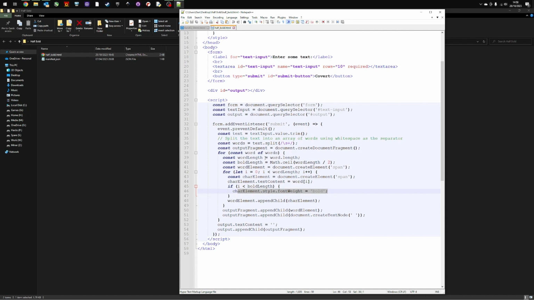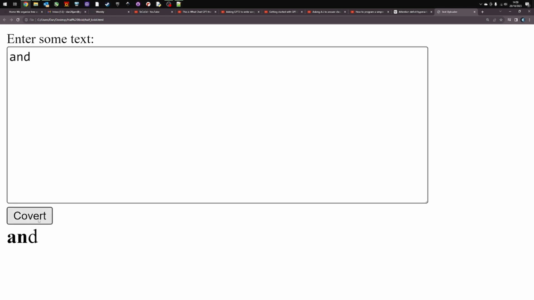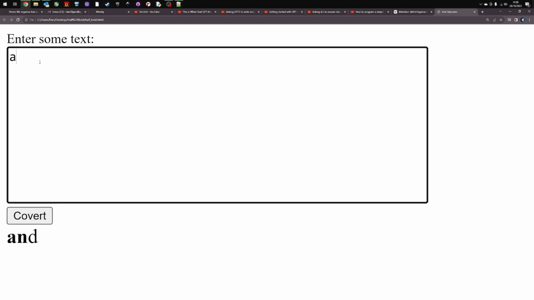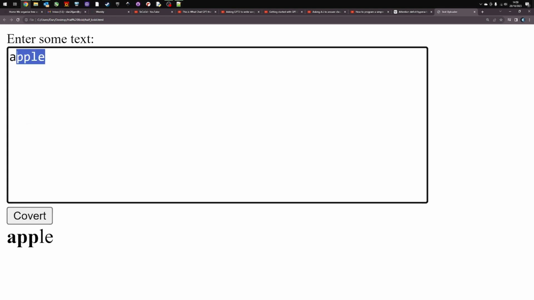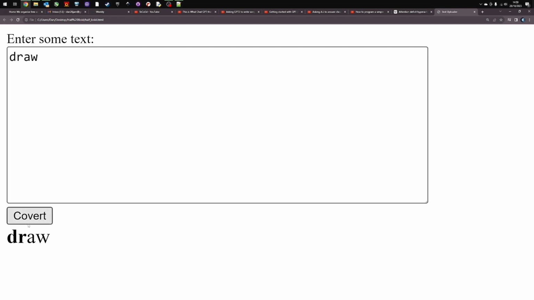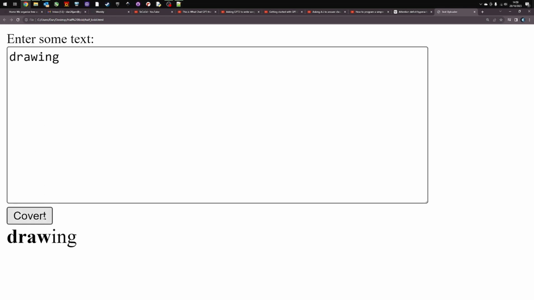Okay, let's have a look at some examples then. So let's take a simple word like "and". Oh, if I can spell today. I'm going to convert that. There you go, first 2 letters. And let's do something like "apple". Okay, obviously we haven't got a midpoint, so we can't do that. "Draw" works nice because it's a 4-letter word. "Drawing". Not so much.